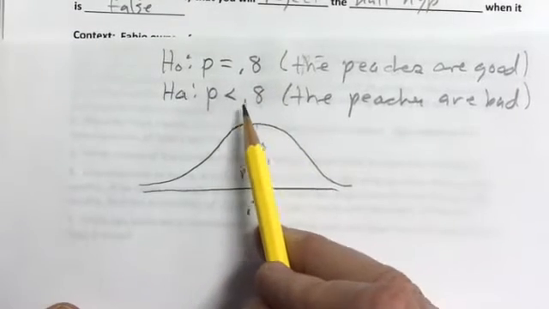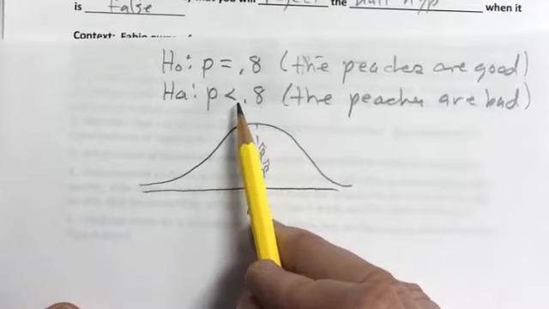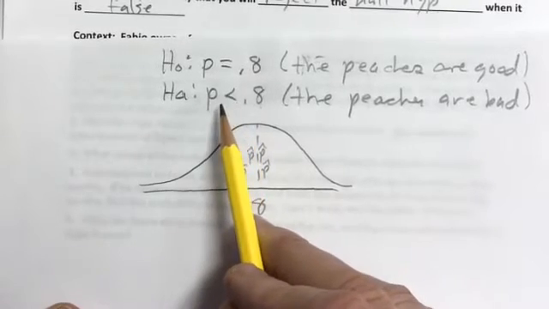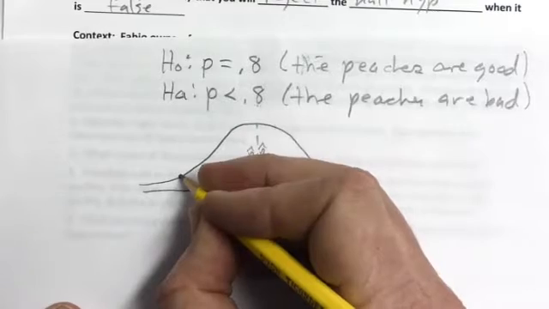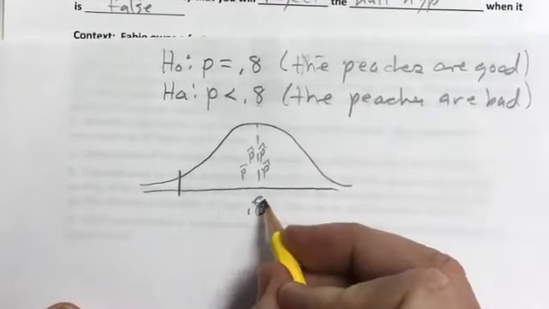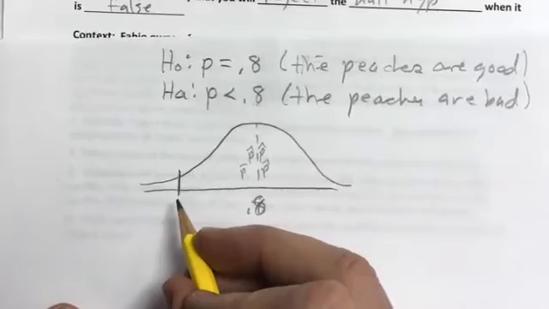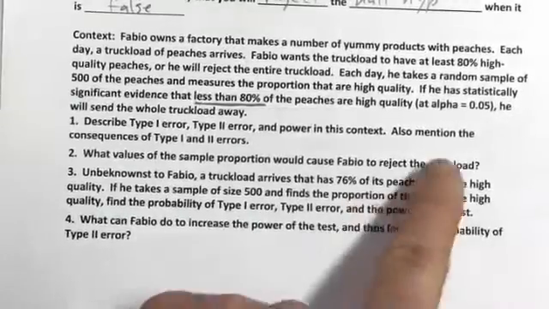But the alternative is telling us the direction, in essence, that we're going to reject the null. If we get a p-hat that is way less than 0.8, we're going to reject it. So in other words, somewhere way down here, if we get a value that's way less than 0.8, we're going to reject it. Well, how far below 0.8 does that have to be?